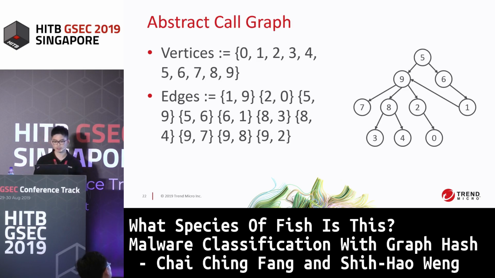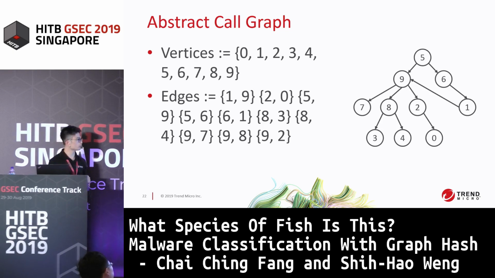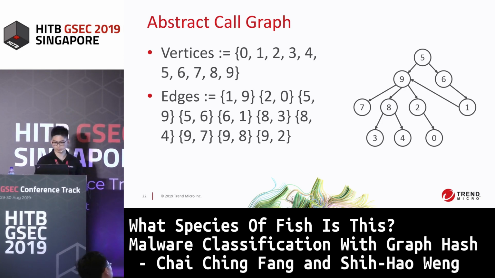So here is a simple abstract code graph example. In this code graph, there are vertices from 0 to 9, and they present functions. And there are edges 1 to 9, 2 to 0, 5 to 9, and so on, as the slide shows, and they present the relationship between vertices.